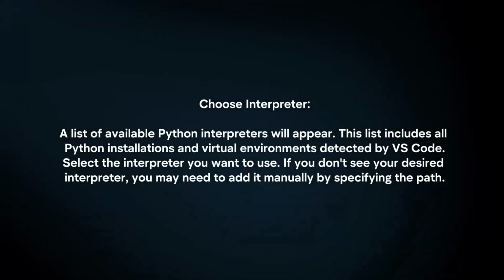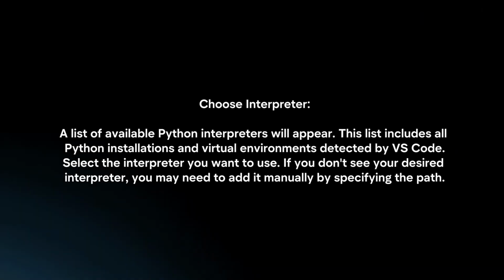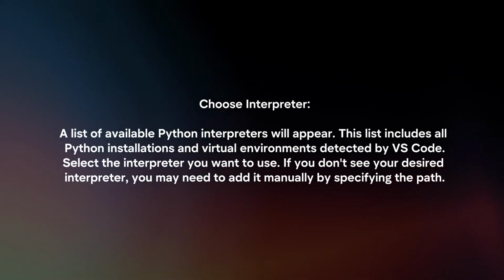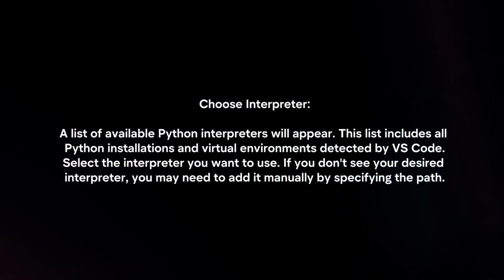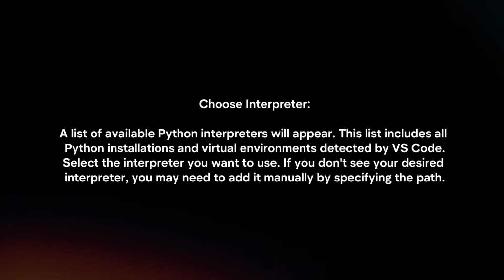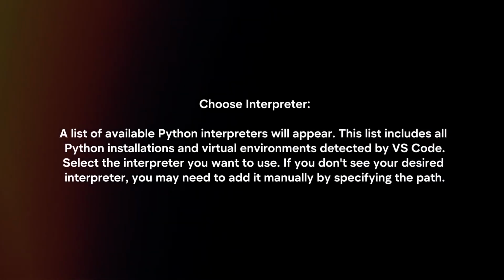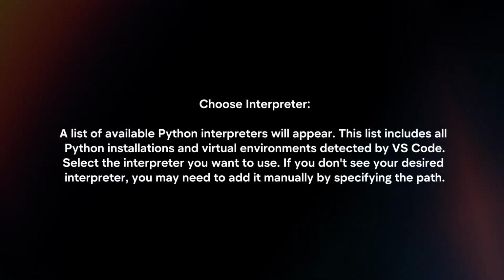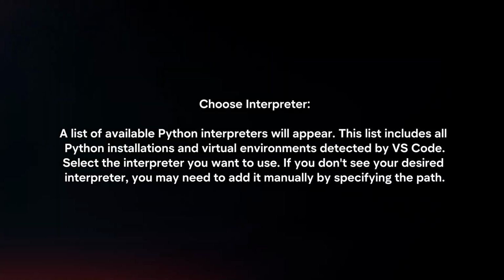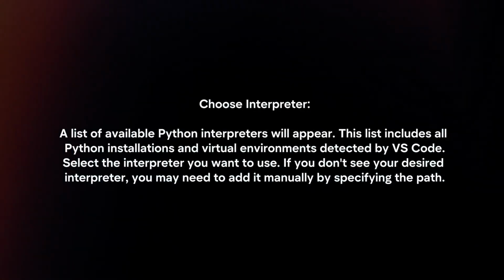Choose Interpreter. A list of available Python interpreters will appear. This list includes all Python installations and virtual environments detected by VS Code. Select the interpreter you want to use. If you don't see your desired interpreter, you may need to add it manually by specifying the path.